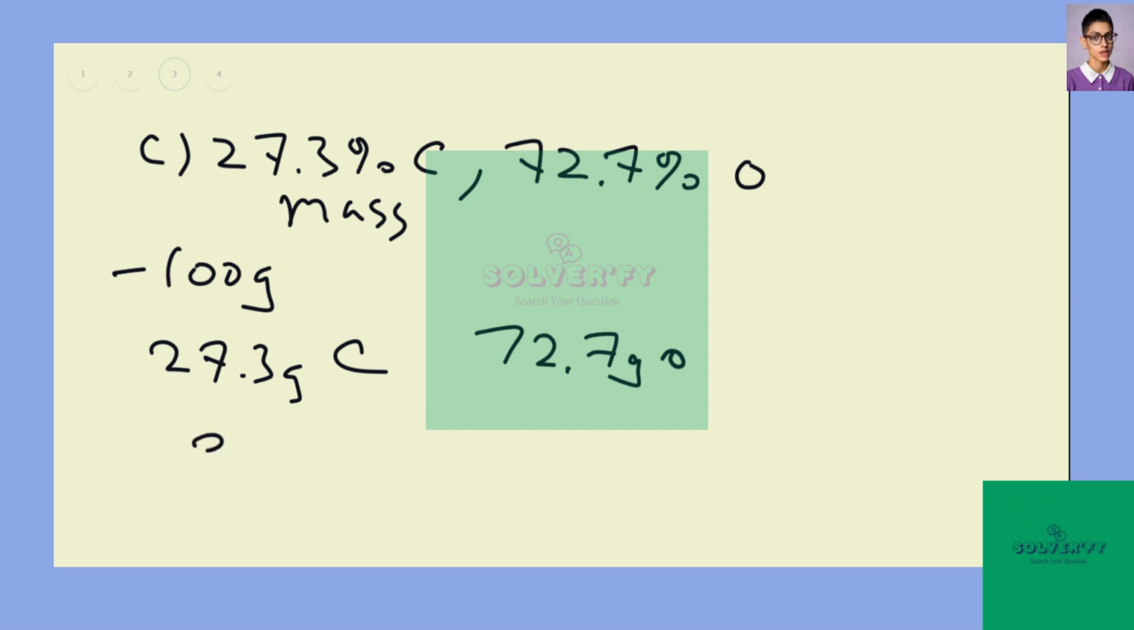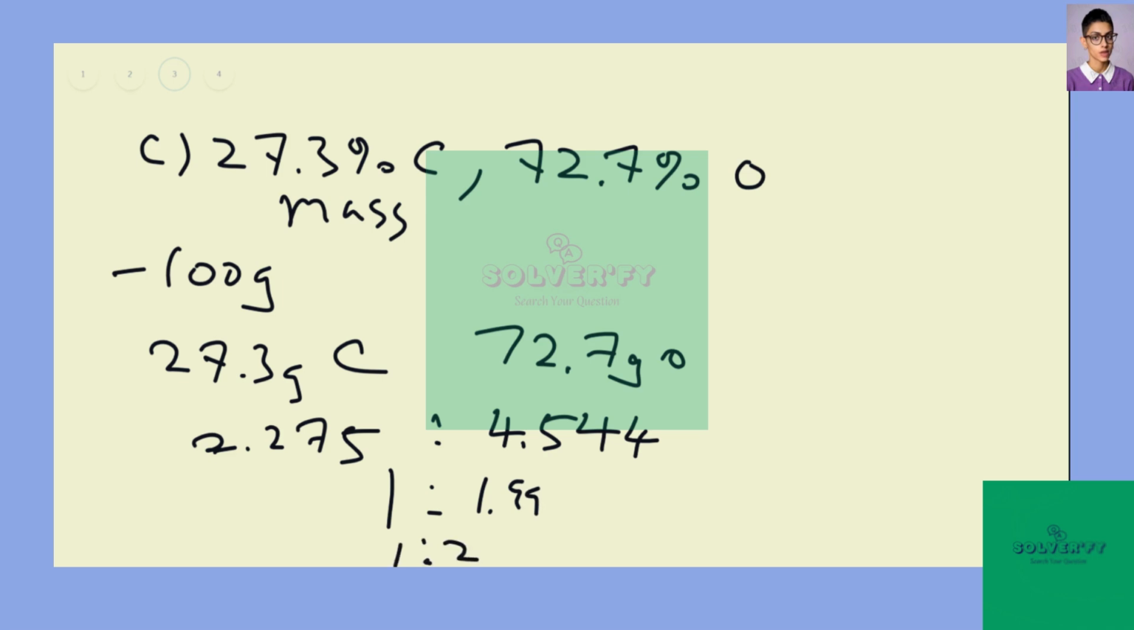Then we can convert that to number of moles. So for carbon, it will be 2.275, and then for our oxygen, it will be equal to 4.544-ish. Okay, so we are going to set up the ratio, and then find the simplest ratio between these two numbers. So we find that it's roughly around 1.99, so roughly 1 to 2. So therefore, we have CO2 for our empirical formula.